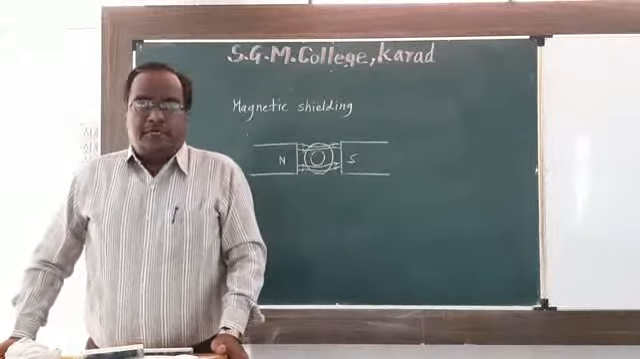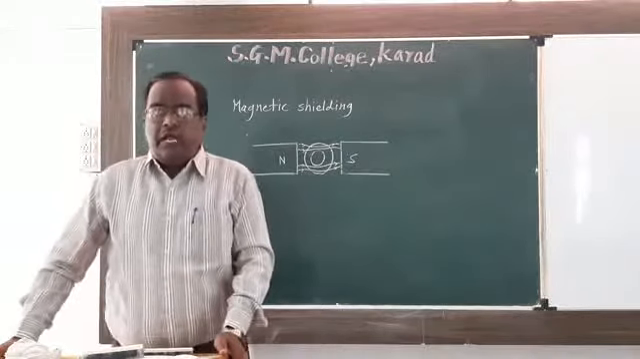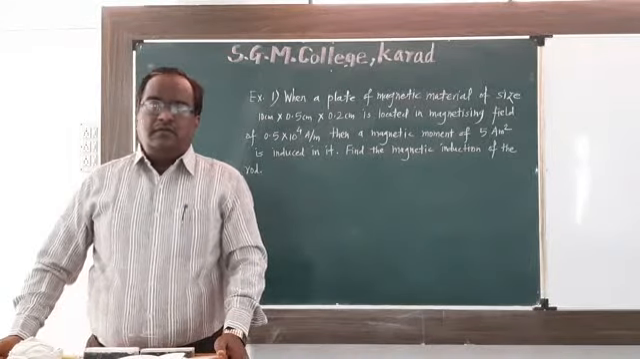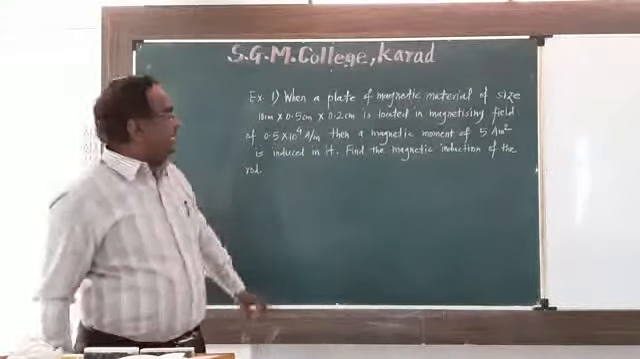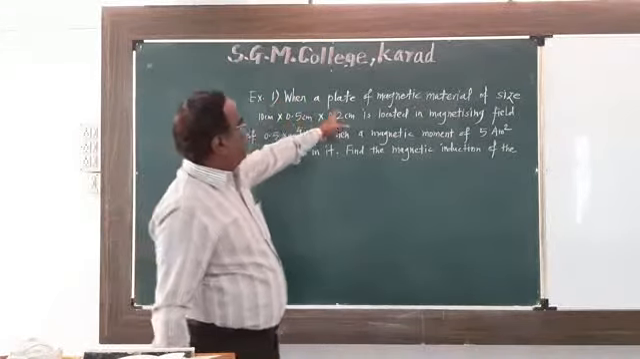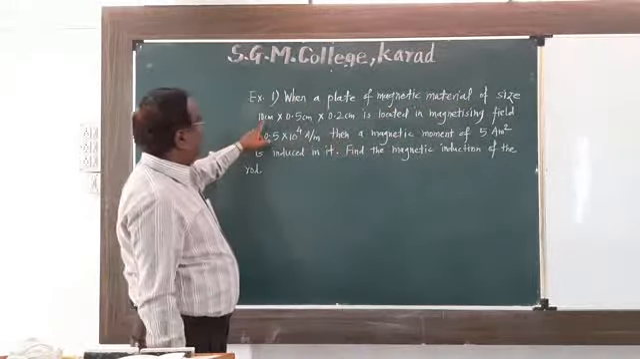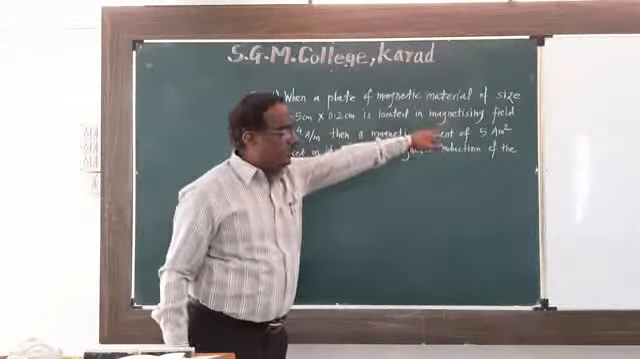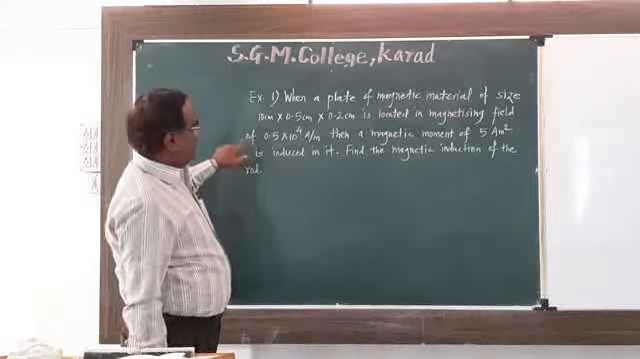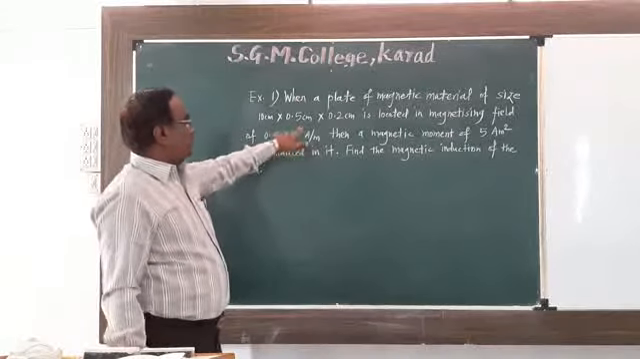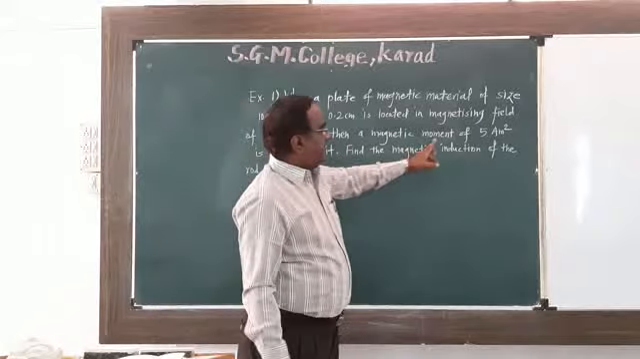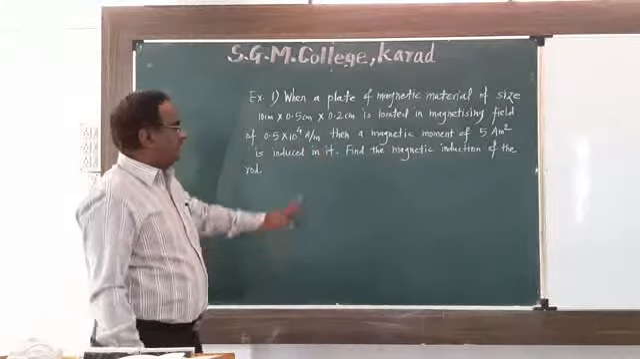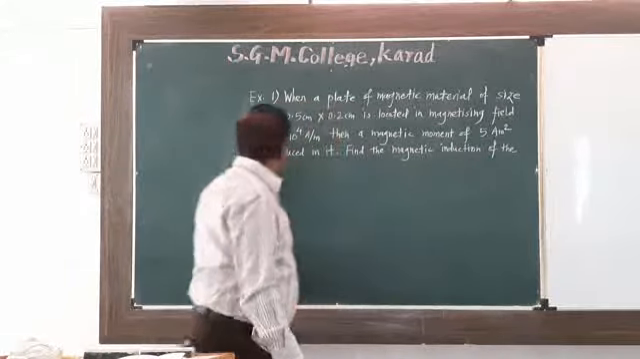Now the theory of this chapter is over, and we have to see a few examples in this topic. The first example is: when a plate of magnetic material of size 10 cm by 0.5 cm by 0.2 cm is located in a magnetizing field of 0.5 × 10⁴ ampere per meter, then a magnetic moment of 5 Am² is induced in it. Find the magnetic induction of the rod.